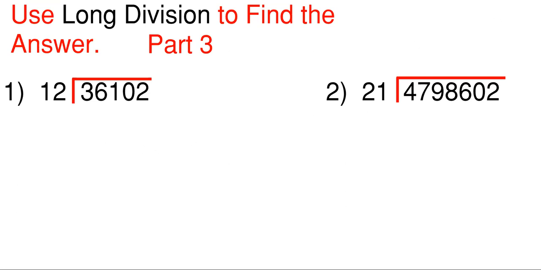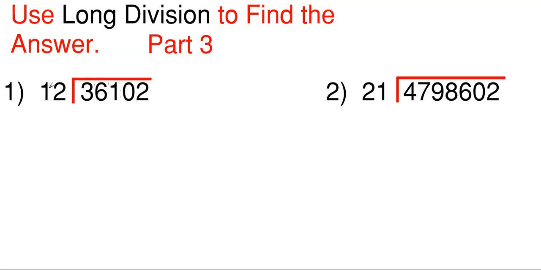All right. So let's start with our first one here. We're taking 36,102, dividing it by 12. And we're going to do exactly the same procedure as we did before, where you look at each number one at a time, drop it down, and so on and so on.